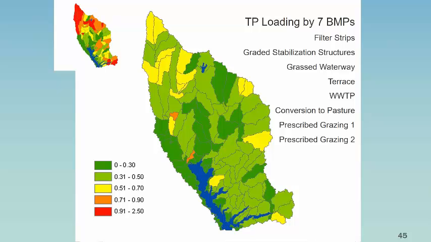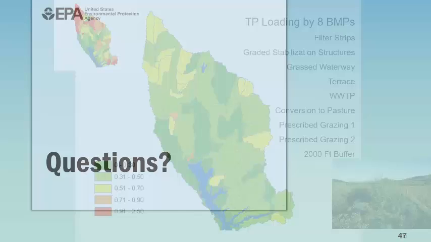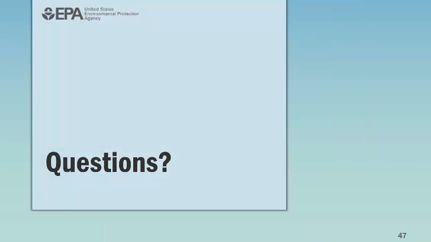There are 2 different kinds of prescribed grazing, and finally a 2,000-foot buffer around the lake, so that there is no immediate contribution from the lake itself, or the surrounding areas within the lake. With that, we were able to achieve a 35% reduction in the lake that is sustainable over the long term. So let me stop right here and allow for more questions.